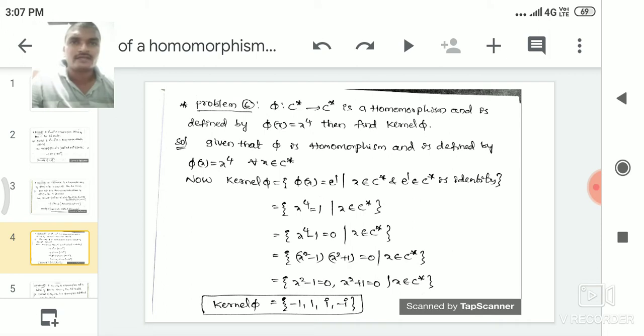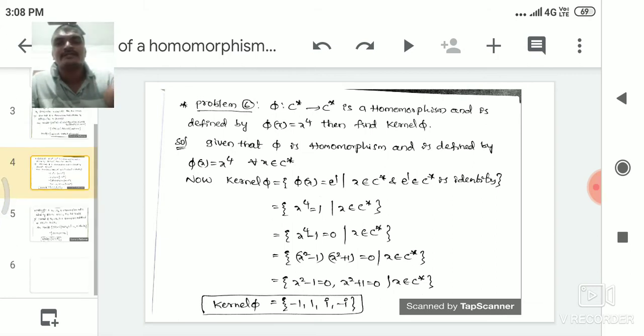Now directly, kernel phi: what is the definition of the kernel of a homomorphism? Phi of x is equal to e dash, where x belongs to C star and e dash is the identity in C star. Here C star is a group with respect to multiplication. With respect to multiplication, the identity element is 1. That's why phi of x is equal to e dash, but here we define phi of x as x power 4. Right hand side e dash is equal to 1. From that, x power 4 minus 1 is equal to 0. This x power 4 minus 1 can be written as x square minus 1 into x square plus 1. If x square minus 1 is equal to 0, we get 1, minus 1. If x square plus 1 is equal to 0, we get i, minus i. So those are the kernel phi for the given homomorphism.